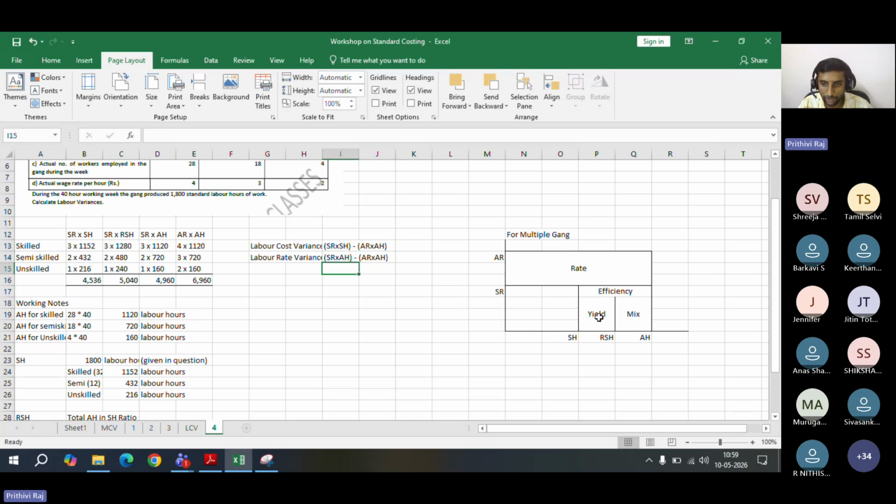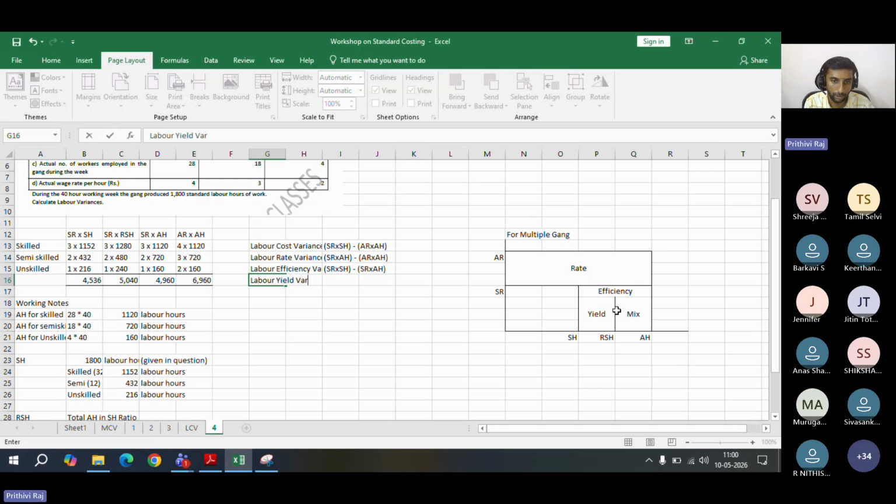Next, labor efficiency variance. Formula is SR into SH minus SR into AH. Next, labor yield variance.